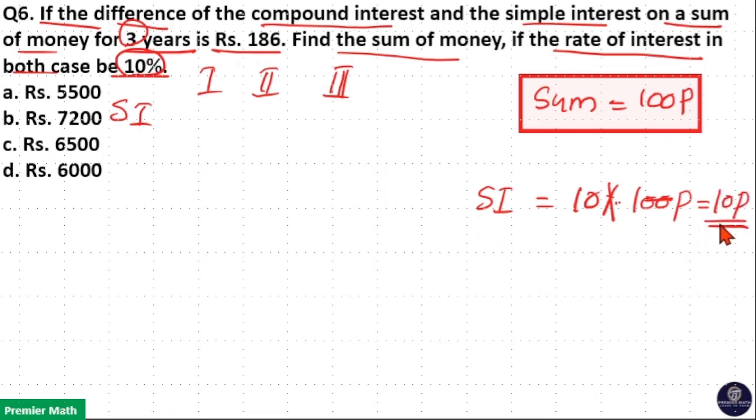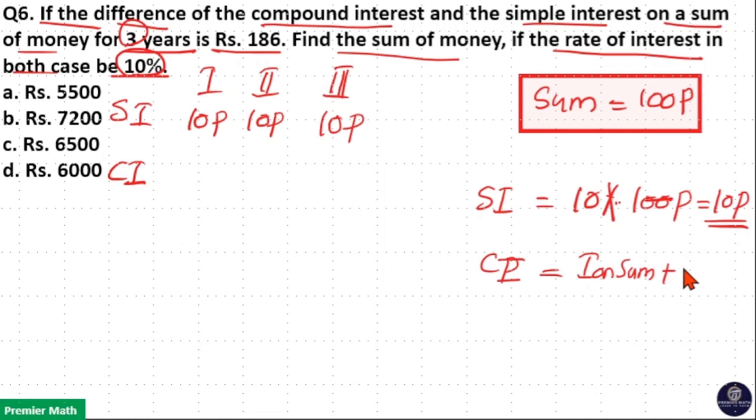So, simple interest I receive for every year is 10 parts. So, for the first year, I will receive 10 parts. For the second year, I will receive 10 parts. For the third year, I will receive 10 parts. Now, in total 30 parts I will receive as simple interest. Now, compound interest. Compound interest means interest on sum plus interest on interest received on previous years. Now, interest on sum for the first year is 10% of 100 parts, which is equal to 10 parts.